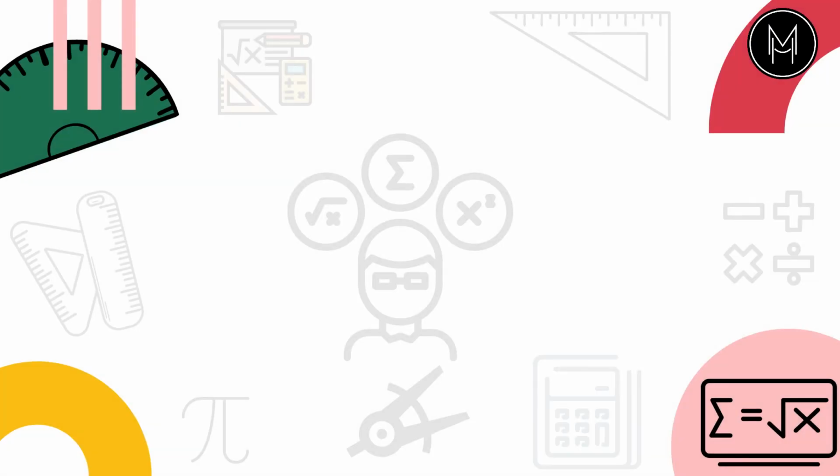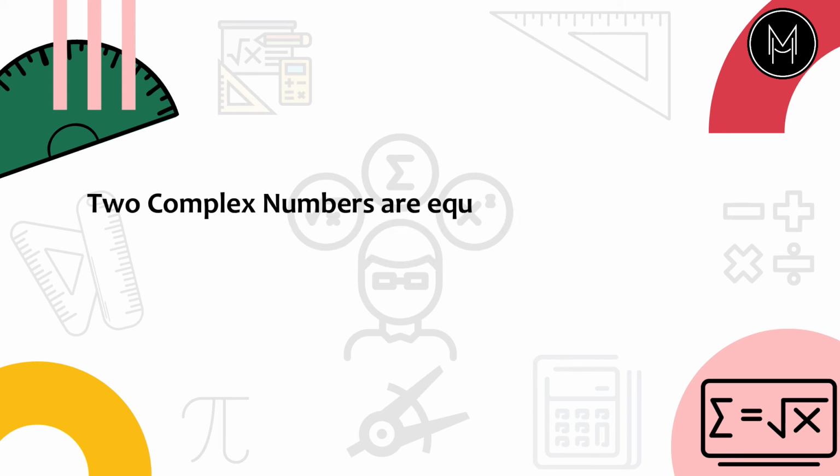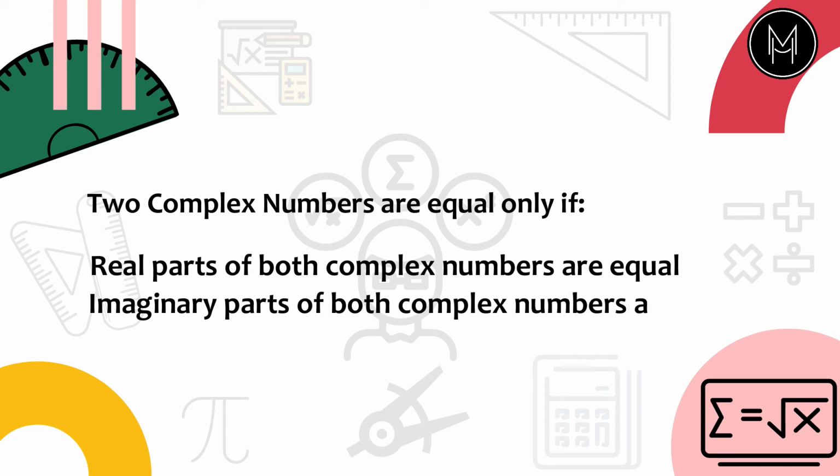Now the question is, how can we make two complex numbers equal? Is there any method to confirm whether two complex numbers are equal or not? So the answer is yes, we can do this. Two complex numbers are equal only if the real parts of both complex numbers are equal and the imaginary parts of both complex numbers are equal.